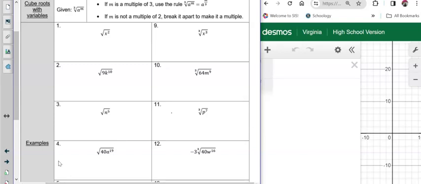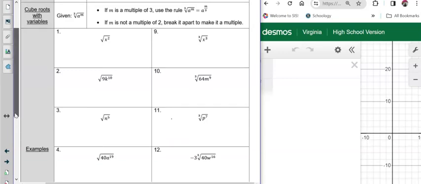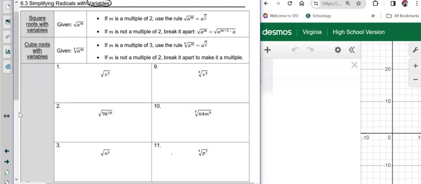Hi class, so here is a video on simplifying radicals that have variables inside of them.